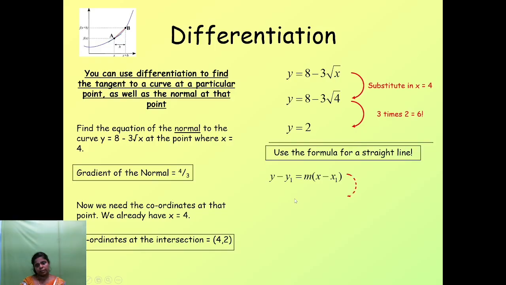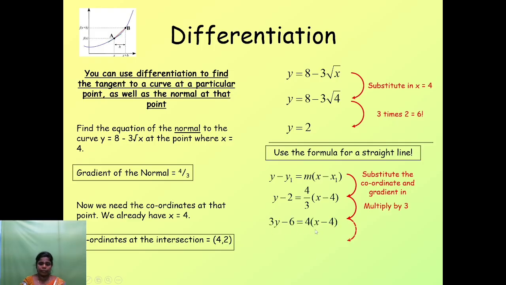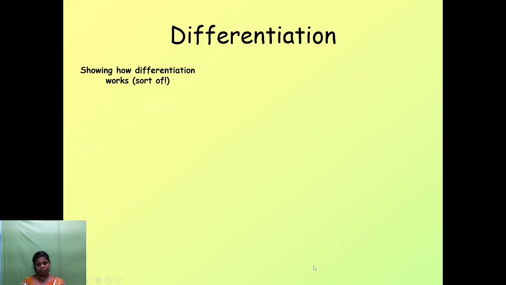Then you get the straight line y minus y1 equal to m into x minus x1. You substitute y1 as 2 and x1 as 4. So we get y minus 2 equal to 4 by 3 into x minus 4. So you get 3y minus 6 equal to 4x minus 16. Then you get the answer: 3y minus 4x plus 10 equal to 0.